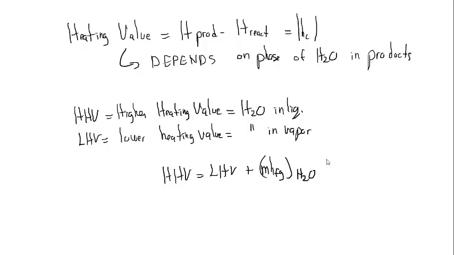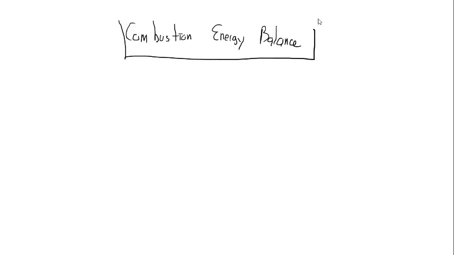So how does this all equate? How do I bring this all together in order to actually get a number for the amount of heat released during a combustion process? Here's how it works. We'll do a combustion energy analysis, or energy balance. First off, we're going to define the enthalpy of each component in the reaction, both product and reactant.